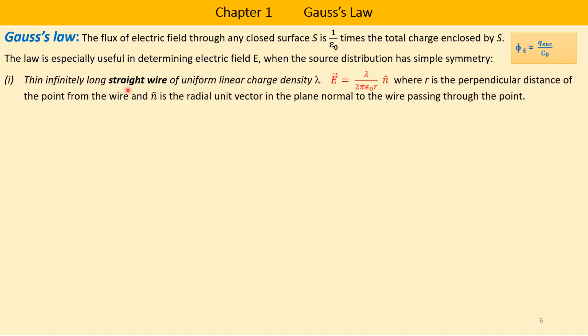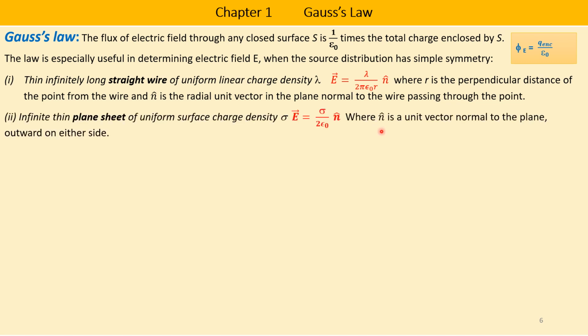In the case of a thin infinitely long straight wire, E is given by E is equal to lambda by 2 pi epsilon naught r into n hat, where lambda is the linear charge density. In the case of a plane sheet of area, E is equal to sigma divided by 2 epsilon naught into n hat.